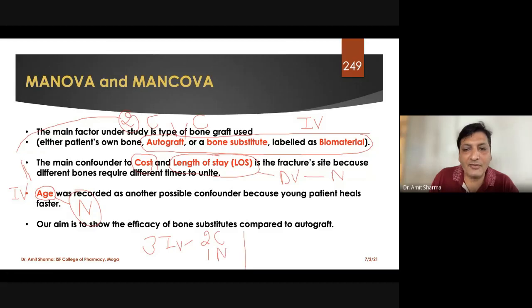Clear? And with two dependent variables which are given in the form of numbers only. Which ones are those? Cost and length of stay. So this is called a model.